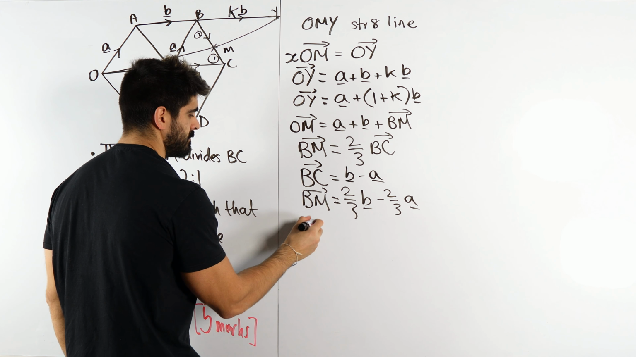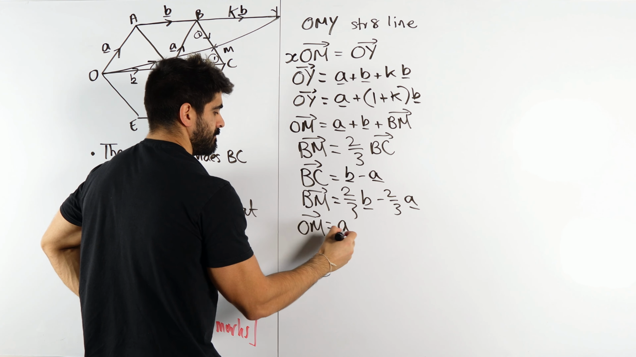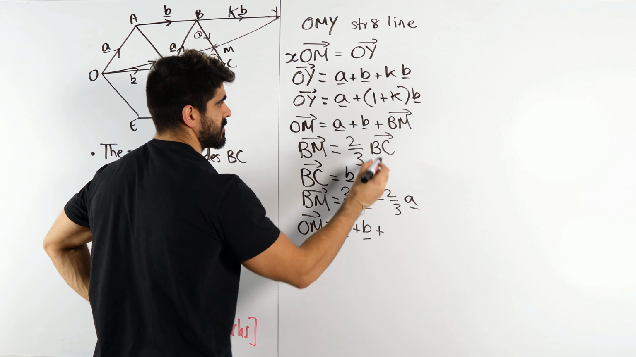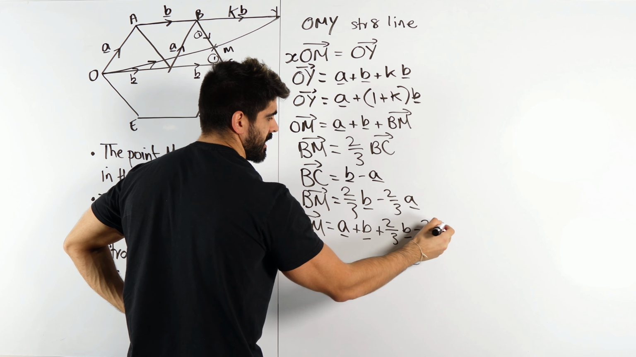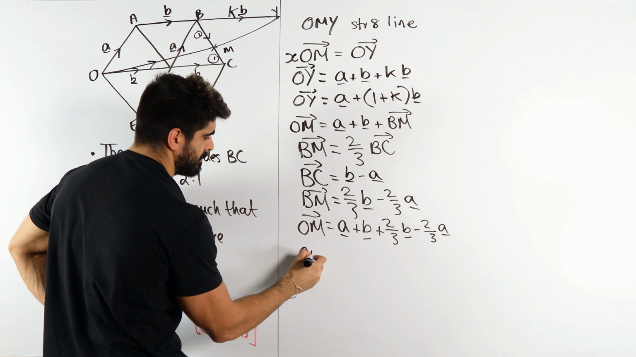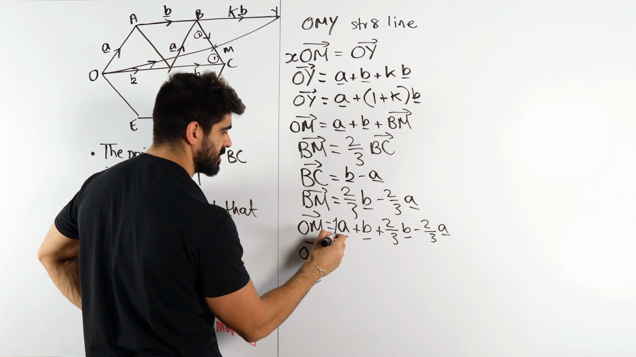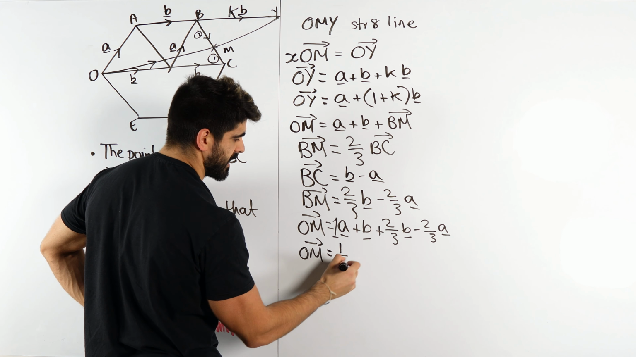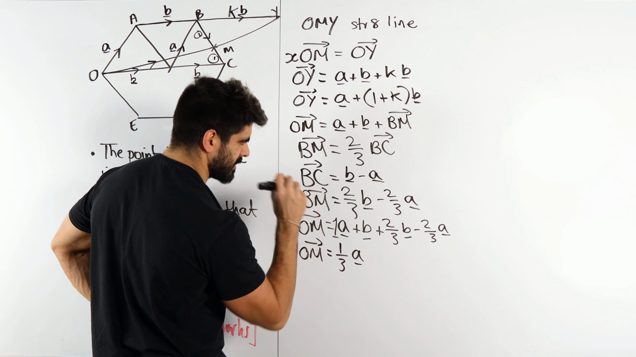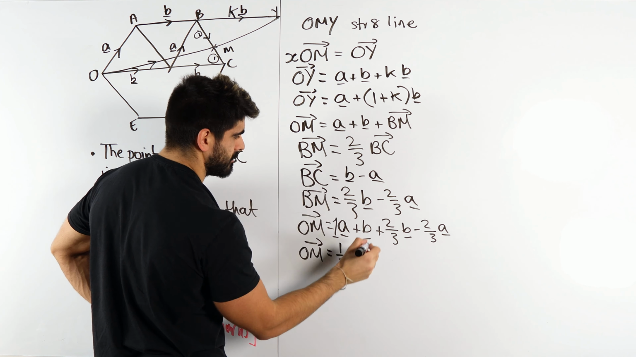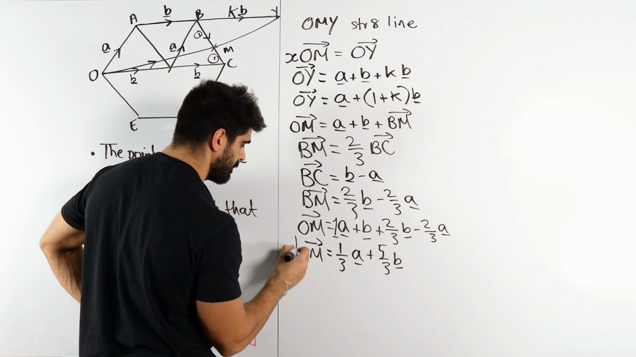So OM is A plus B plus BM, which is 2/3 B minus 2/3 A. So OM is A minus 2/3 A. So this is 1, 1 minus 2/3 is 1/3 A. B plus 2/3 B is 5/3 A. 5/3 B, sorry. Okay.